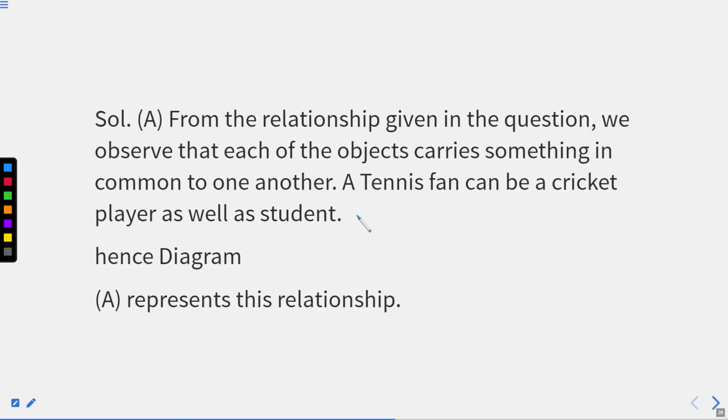Now again you can see option A is the answer. From the relation given in this question, we observe that each of the objects has something in common with the others. A tennis fan can be a cricket player as well as a student. Hence diagram A represents the relation. I hope this part is clear. There is nothing different and nothing difficult as well.